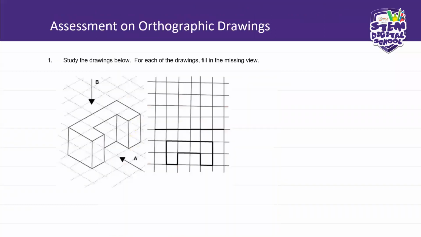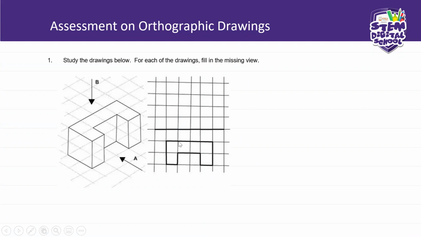And then I want you to familiarize yourself with converting 3D to 2D. Okay. Here is the instruction. Study the drawings below. For each of the drawings, fill in the missing view. Which view is missing? And then there's the answer. You draw this on a square grid. Right? You draw this on a square grid.